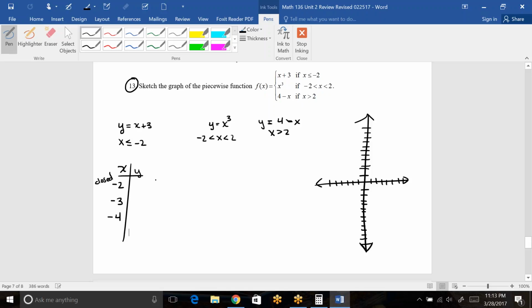Then we plug them into this equation up here. So this is negative 2 plus 3, negative 3 plus 3, and negative 4 plus 3. That would be 1, 0, and negative 1.